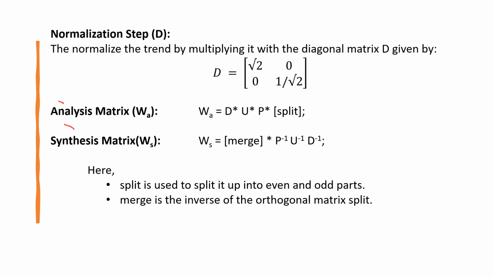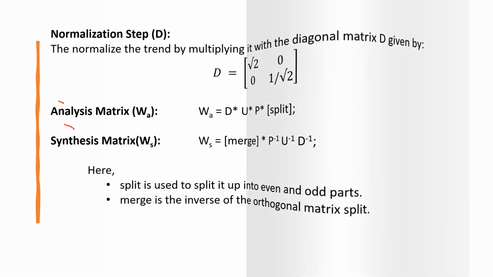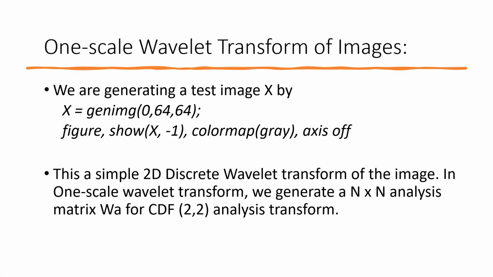Here, split is used to split up the given matrix into even and odd terms, and merge is simply the orthogonal inverse of matrix split. So one scale wavelet transform of an image is nothing but a simple 2D discrete wavelet transform of an image. To do that, we are going to require an analysis matrix WA, which we can generate as we saw earlier, and along with that we are going to need a test image X, which can be generated using this function.